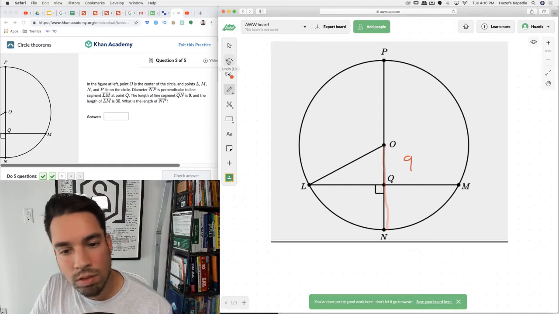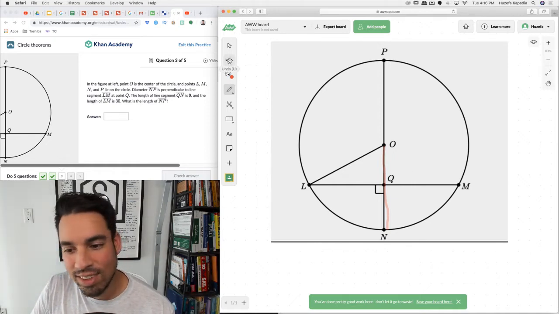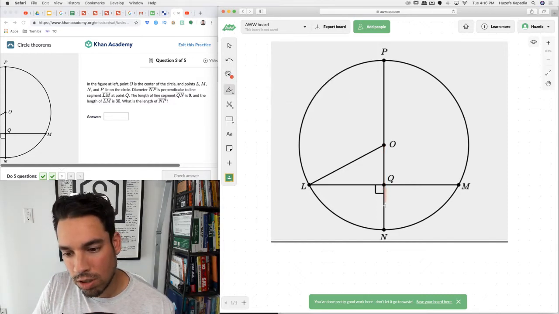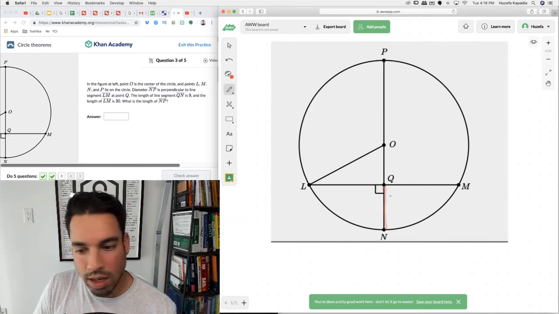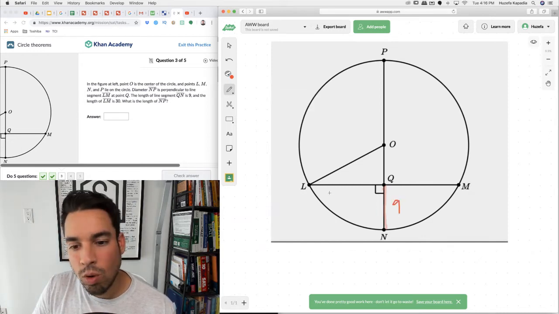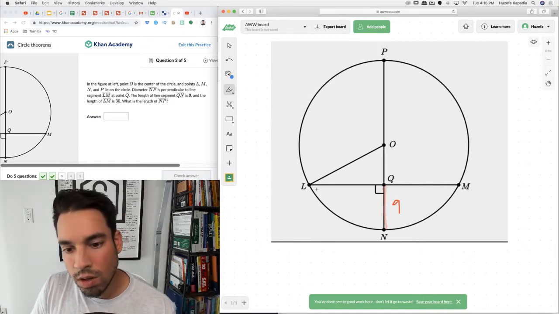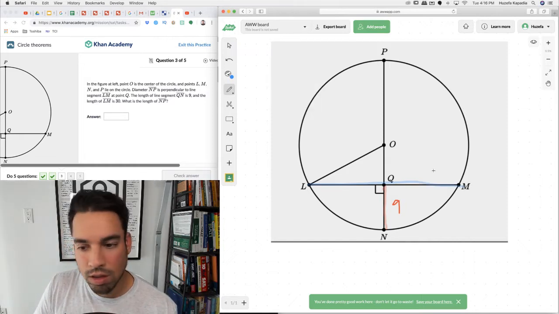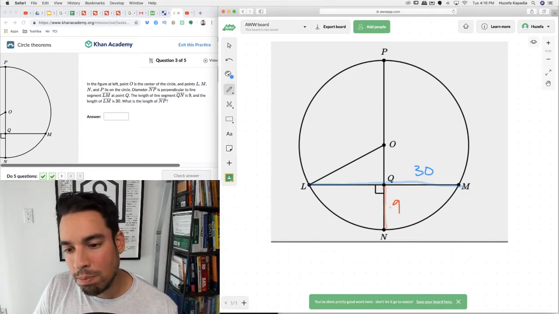Oh, oops, what am I talking about? QN, that's not the whole thing. My bad. Actually, it's pretty chill. So look, QN, which is this guy, is 9. And the length of LM, this whole guy here, let's do it in blue, this whole thing is 30. And then it asks, what is the length of NP? N to P all the way up top.